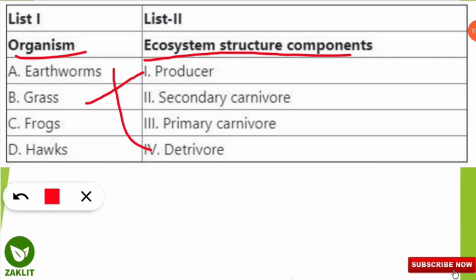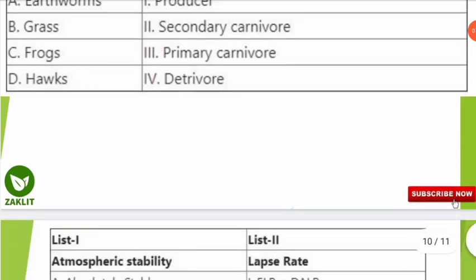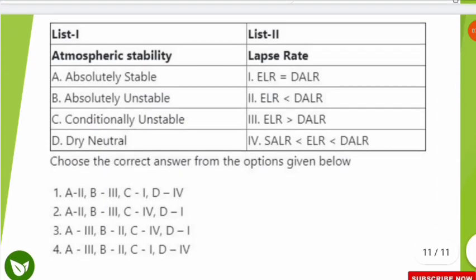Next, coming to the frogs. Frogs are the primary carnivores which eat insects. Then hawks are the secondary carnivores which often feed on the dead organisms. So in this way this match the following will work out. Let's move to the next question. The next question is very important.